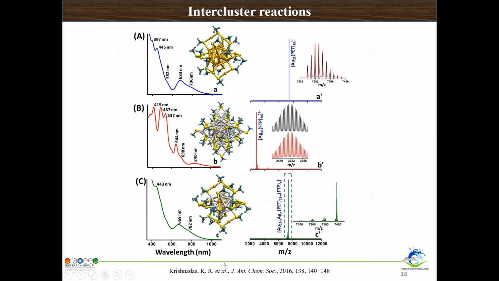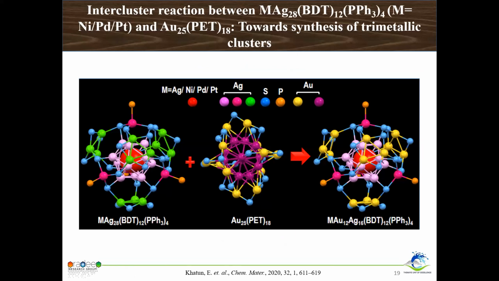One of our seniors, Krishnadas, first observed this intercluster reaction between Au25 and Ag44, and this resulted in the formation of bimetallic gold doped Ag44 and silver doped Au25 nanoclusters. So in order to extrapolate this intercluster reaction, I have done the intercluster reaction between one bimetallic Ag28 nanocluster and one monometallic Au25 nanocluster, and this led to the formation of a trimetallic nanocluster.